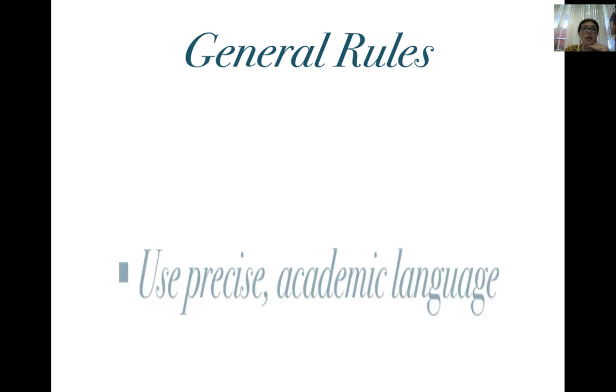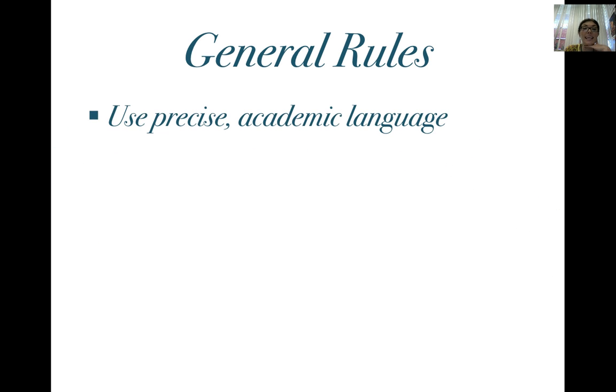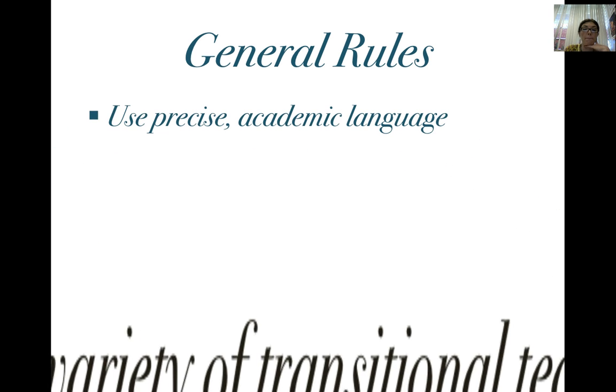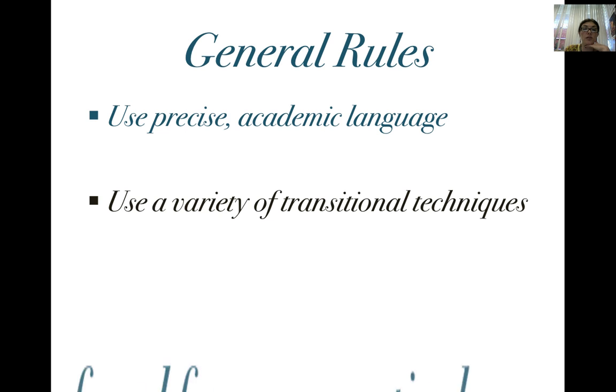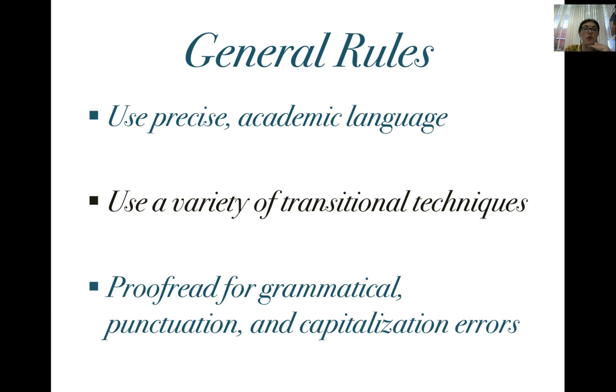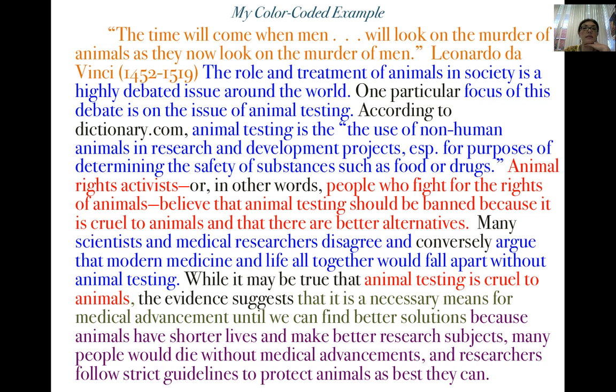Other general rules to follow are to use precise and academic language. You want to use a variety of transitional techniques. And you want to proofread for grammatical, punctuation, and capitalization errors. And you'll see that the use of variety of transitional techniques is in black because I highlighted my examples in black. This is my example of, I think, a pretty decent introduction.